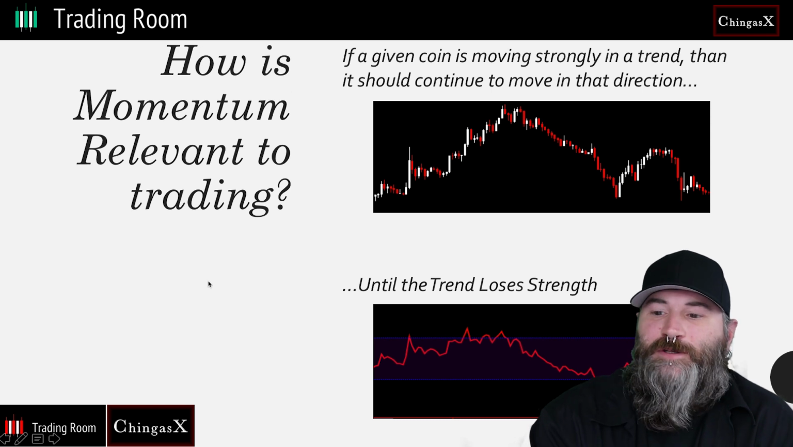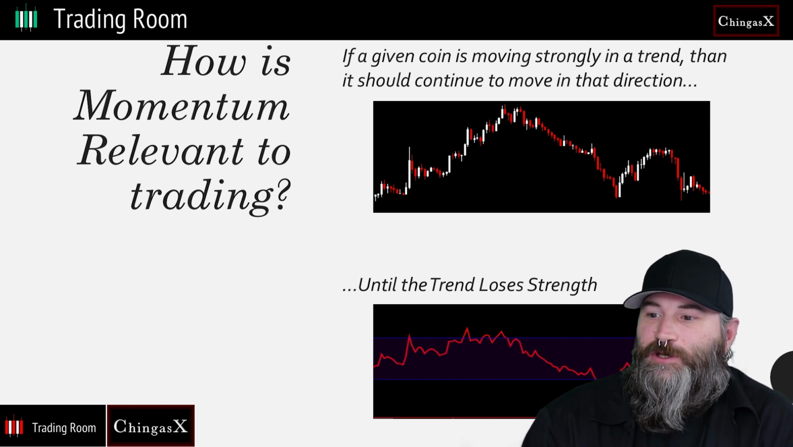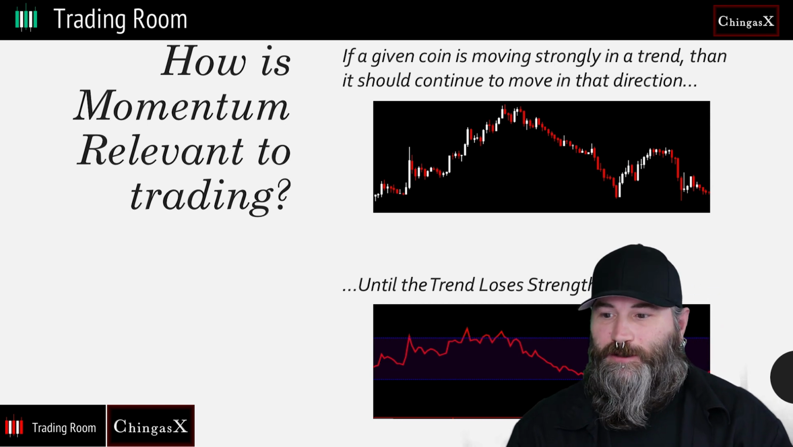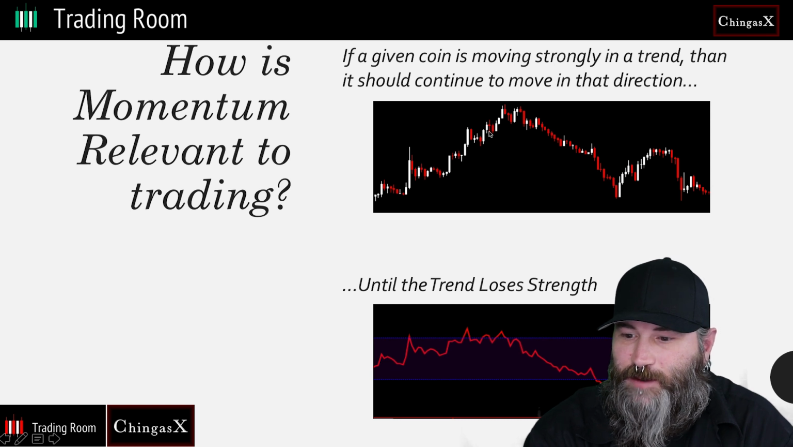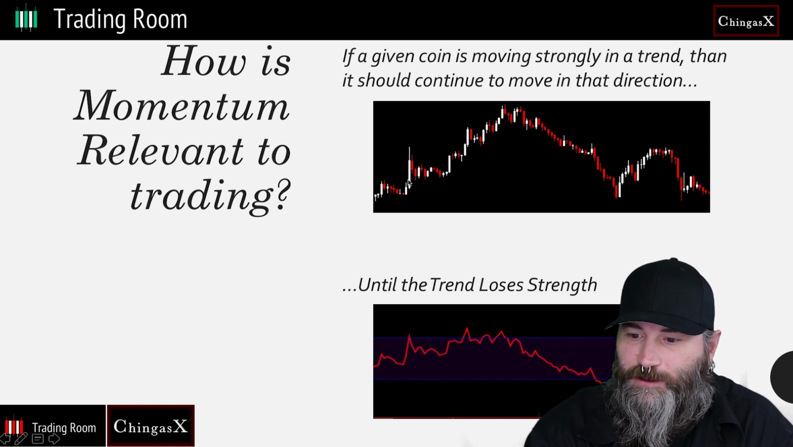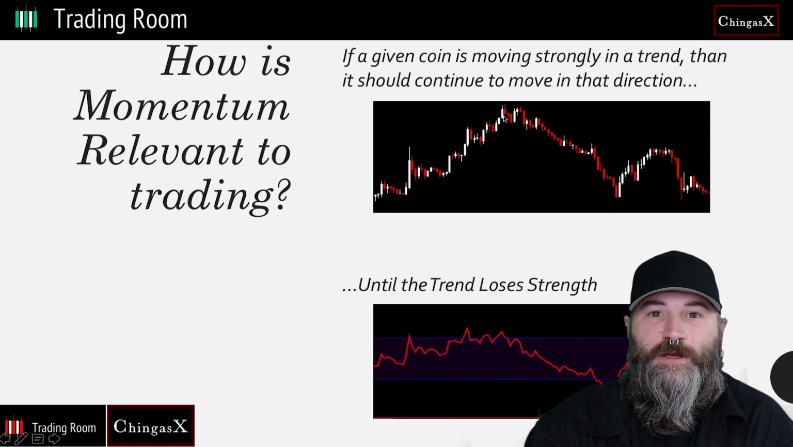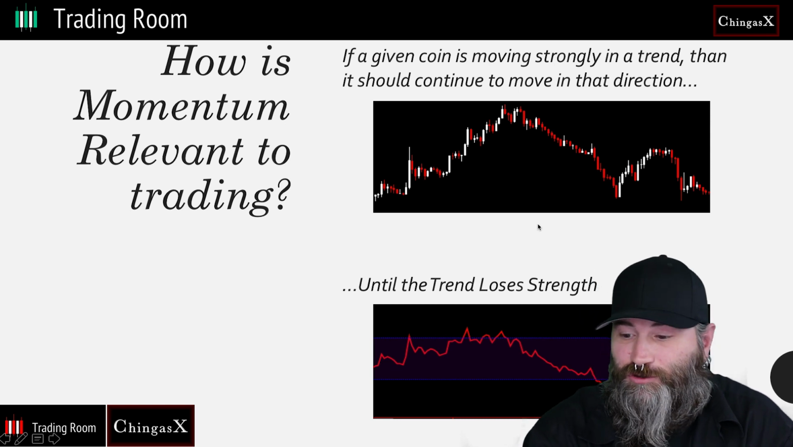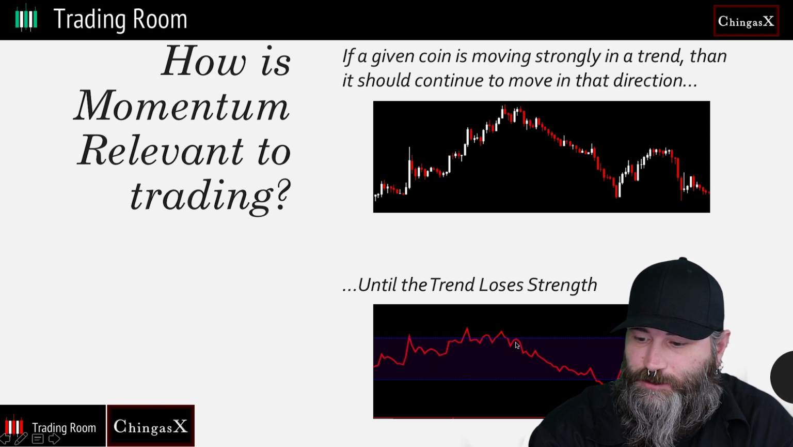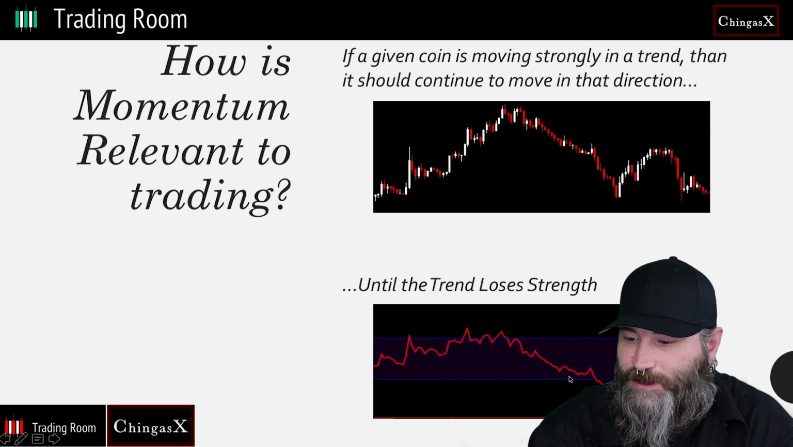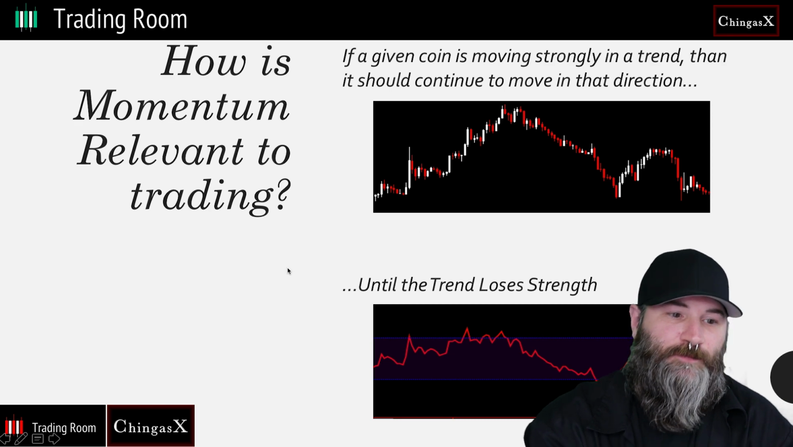How is momentum relevant to trading? If a given coin is moving strongly in a trend, then it should continue to move in that direction, as we can see in this example here. It is in an uptrend. Even though you have some slight pullbacks, it's still moving up. Now that is until the trend loses strength. So we can see that we're moving up, and RSI is telling us it's losing strength. It's coming down, and right about that zone, we start to see it reflected in the price action.